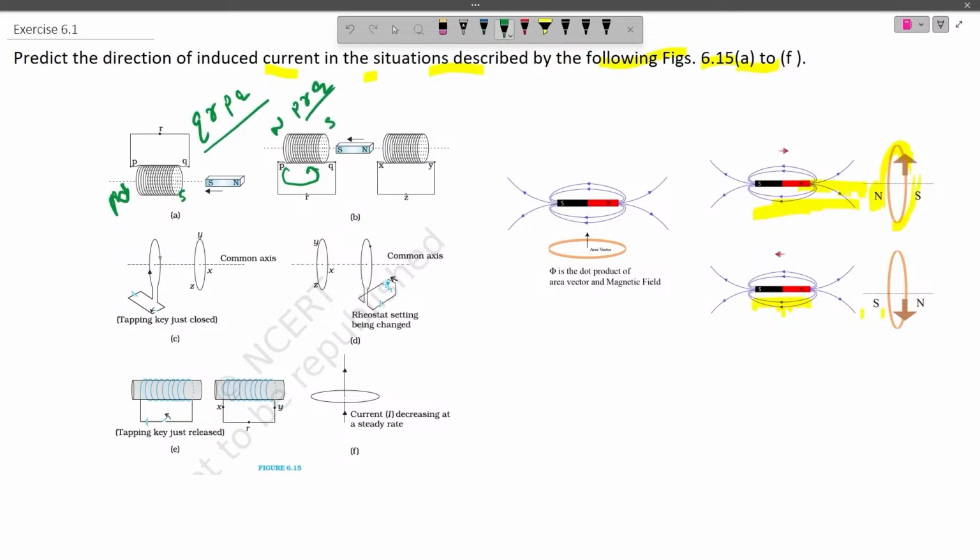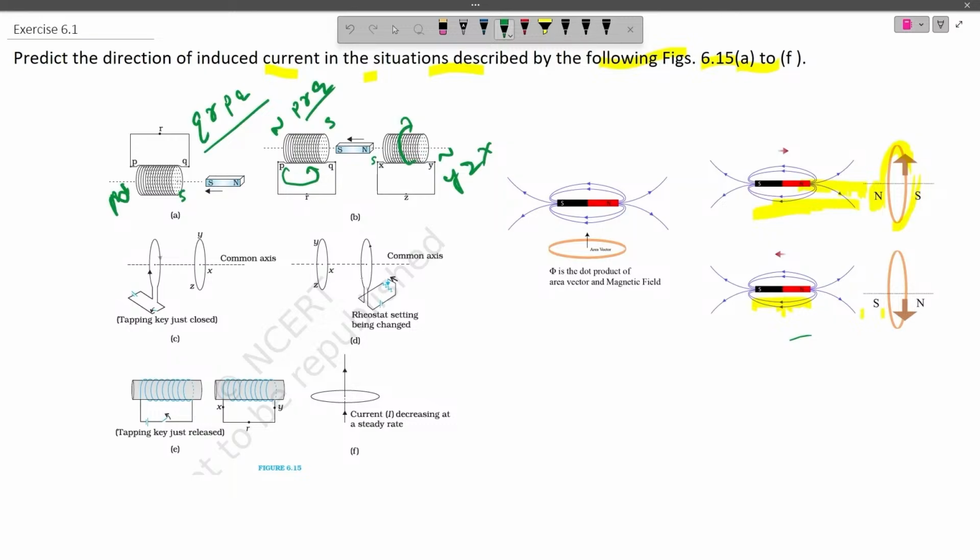In this circuit, since the north pole is moving away from this coil, as in this diagram, a south pole will be created over here. To create the south pole over here, a north pole must be created over here, and applying the right hand thumb rule, the current will be in anti-clockwise direction in this circuit, which means the current will flow from Y, Z and X. Let's move to the next figure.